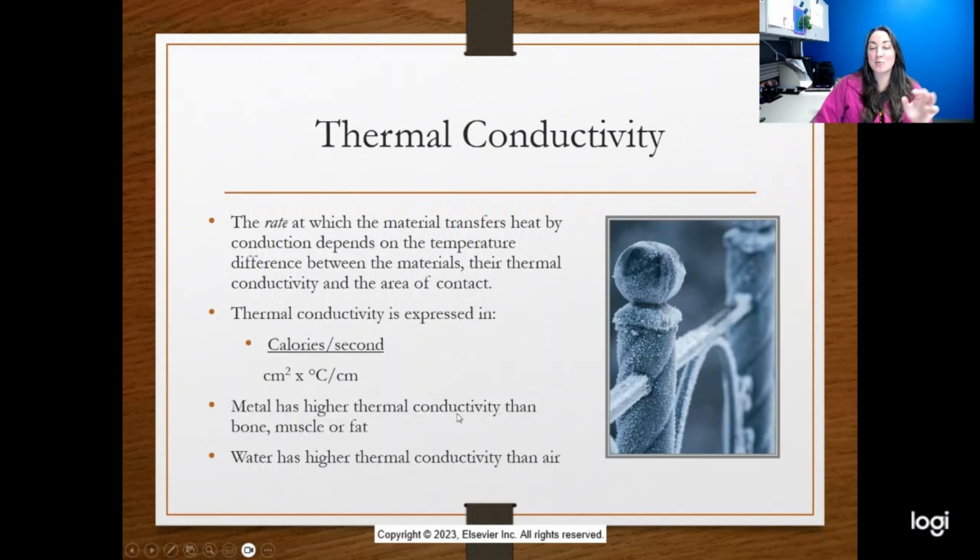Metal has a higher thermal conductivity than bone, muscle, or fat. Water has a higher thermal conductivity than air. So if you notice, when you're dealing with something metal, it gets colder faster and changes its temperature faster because it has a higher thermal conductivity, the rate or the speed at which the material transfers heat, the energy is transferred.